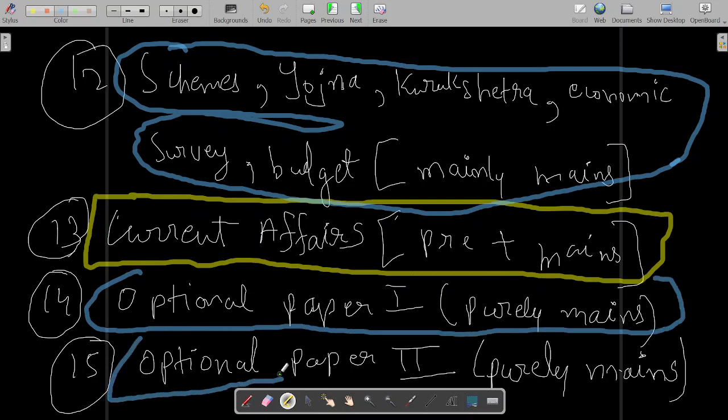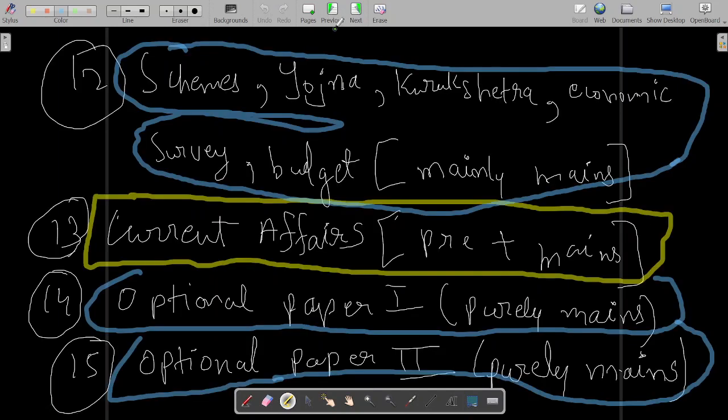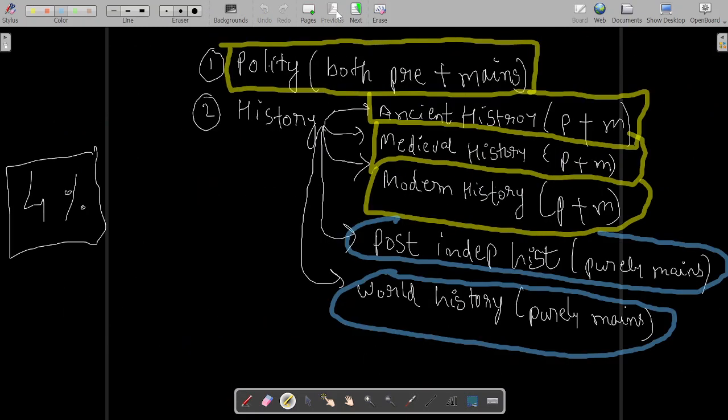Now one or two questions based on schemes might be there in your PT paper as well, but that does not mean that you need to have a good hold over this subject in order to qualify PT. No. So divide the time accordingly.